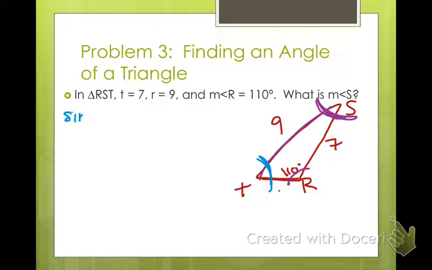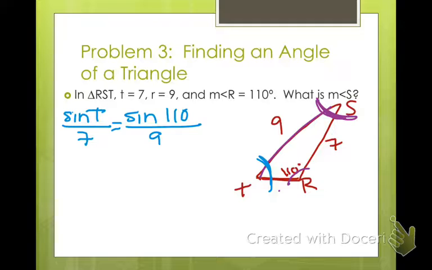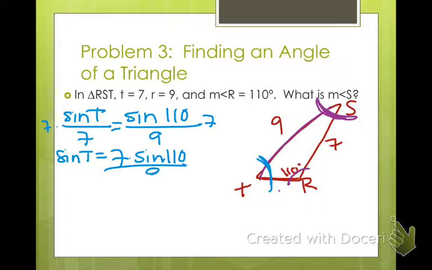So we have the sine of T over, side t is 7, equals the sine of our angle R, that's 110 degrees, over our side r, which is 9. So if you wanted to solve for T, first thing you do is multiply both sides by 7. So sine of T equals 7 times sine of 110 divided by 9.